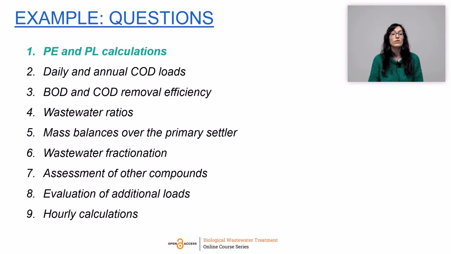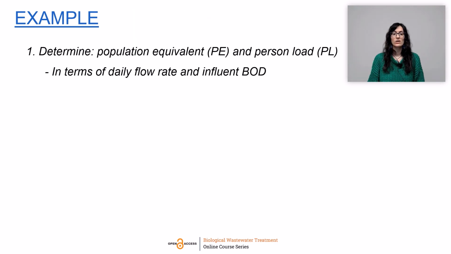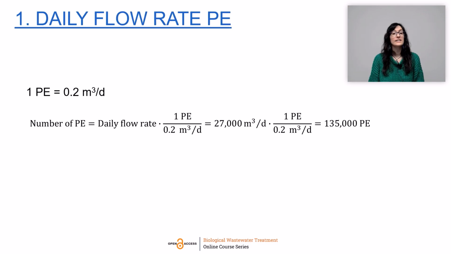So let's start with the first question. First, we have to determine the population equivalent and person load in terms of flow rate and influent BOD. Let's start by calculating the population equivalent based on daily flow rate. This calculation is based on the assumption that one population equivalent produces 0.2 cubic meter per day of wastewater. With this, we can calculate the number of population equivalents by dividing the daily flow rate by this value.